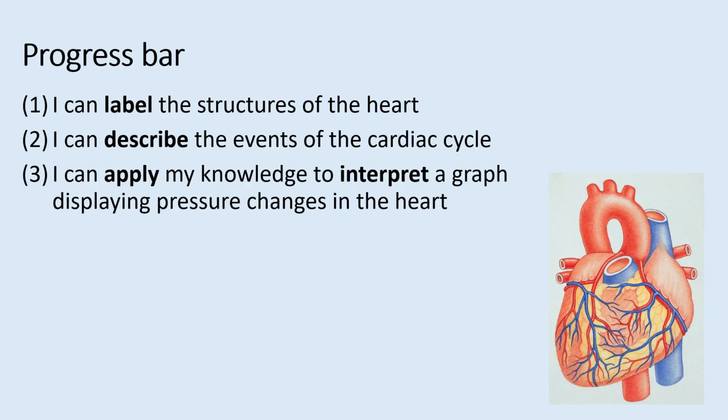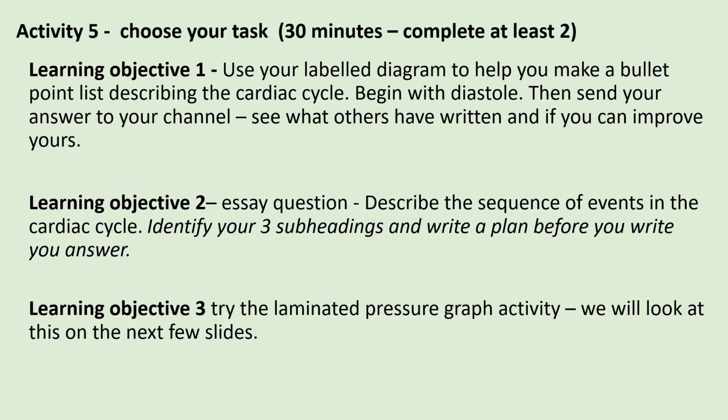Next, please can you pause the video and just go back to your progress bar that you completed at the start of the lesson, and just identify your confidence for these 3 learning objectives. So these are going to help us decide what activities we want to work on. And depending on how you rated yourself on the progress bar, please can you choose tasks that are going to help you progress the most. So the ideal thing would be to complete at least 2 and to give yourself about half an hour.